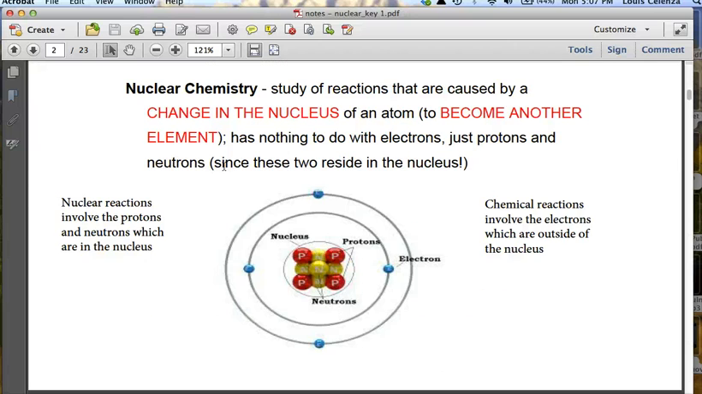All right, so what exactly is nuclear chemistry? Well, nuclear chemistry, as the name implies, is the study of the reactions that are caused by a change in the nucleus of an atom. And what happens is that one atom actually becomes another atom.